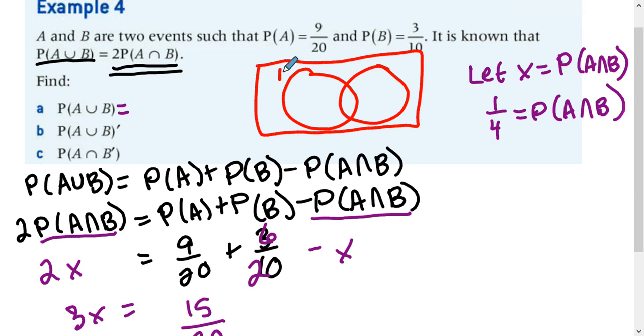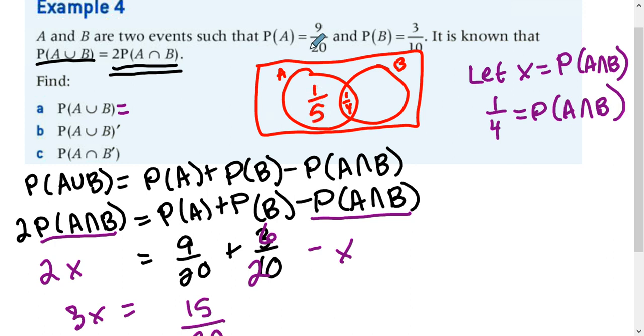So this is event A, this is event B. I found the probability of the intersection. Where does the 1/4 therefore go? In the center. And I know the probability of A. This whole thing is 9/20ths. So I have to get rid of 1/4. If I'm going to get rid of 1/4, that's 5/20ths, which means I'm left with 4/20ths, which means this part here is 1/5.